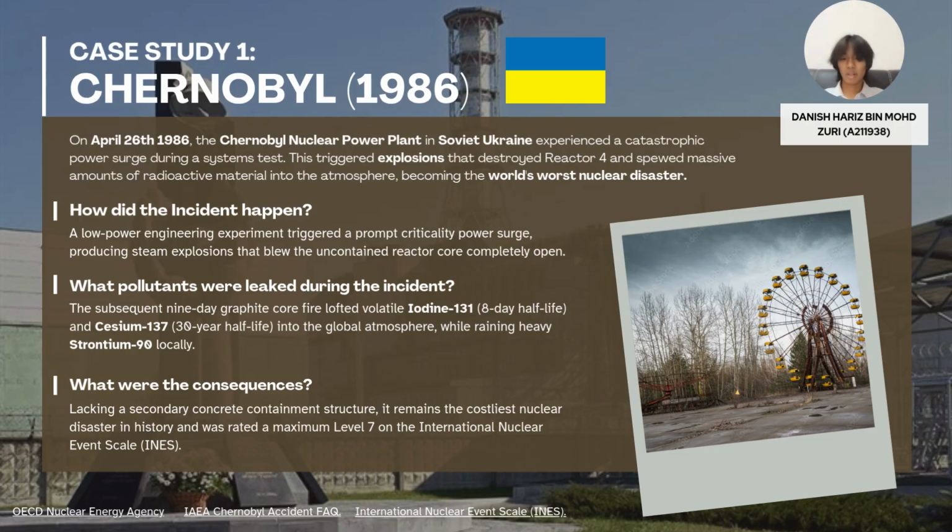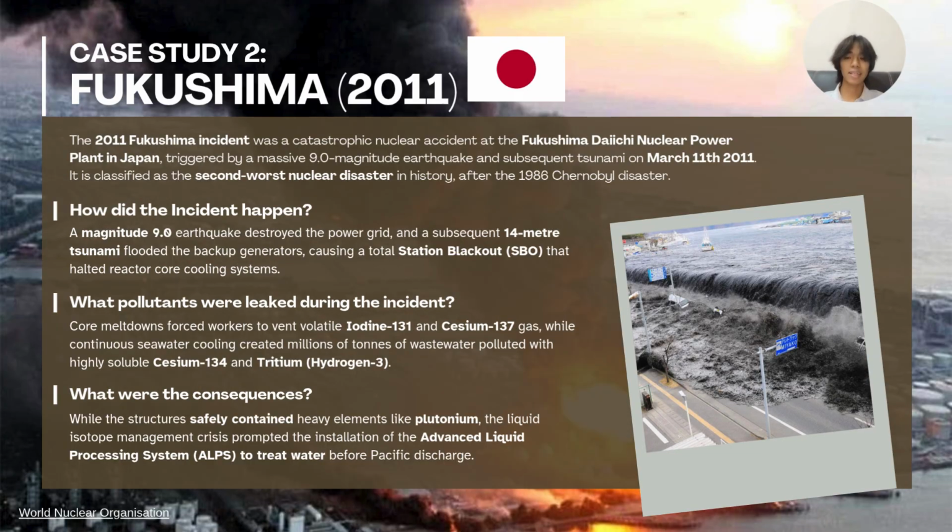it became a very costly nuclear disaster, actually the costliest nuclear disaster ever in history. It was rated a maximum level 7 by the International Nuclear Event Scale. This was caused by a lack of secondary concrete containment structure in the power plant. Next, let's look at our second case study, which is about the Fukushima incident.